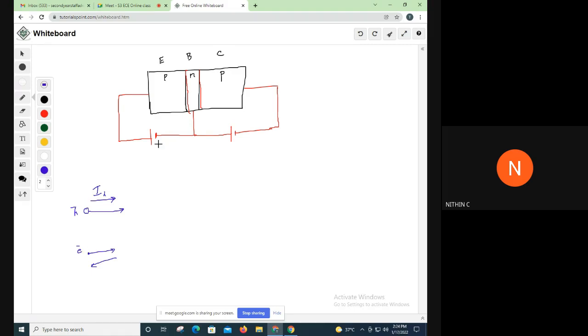So since we are considering PNP, you will be having holes over here. Holes will be moving in this direction, and the current due to that will be in this direction itself. That is, the emitter current will be in this direction itself. I am going to mark that. You got the idea that the emitter current is in this direction, IE. I will be representing that in the figure. I'll complete the figure and then I will explain.